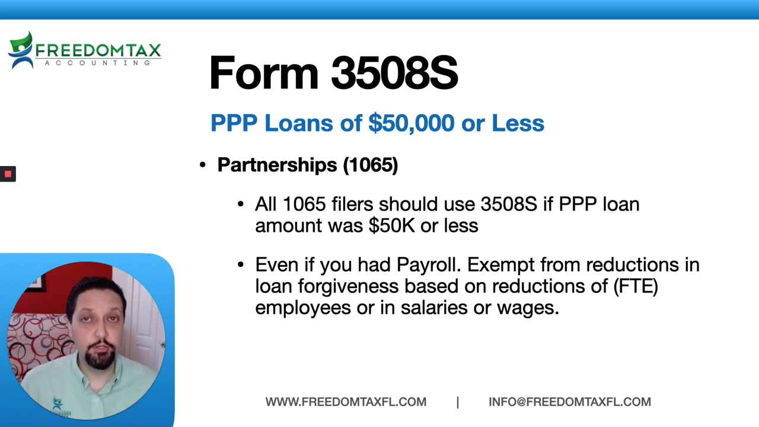So this is very good for all of us who got a PPP loan of $50,000 or less. Use Form 3508S. It is going to be the most convenient, and it's going to be the easiest way to achieve 100% forgiveness on your PPP loan. Now, we are going to do a video this week on how to fill out that form, so stay tuned to our channel.